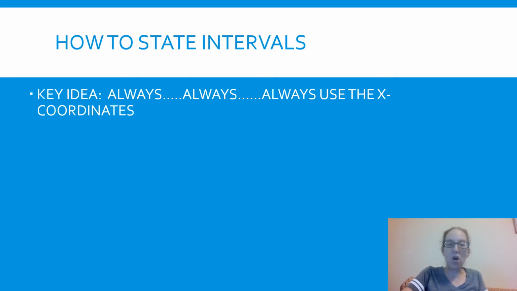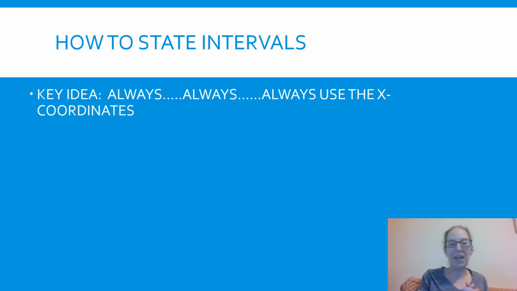Key idea: always, always, always use the x coordinates when you are stating intervals. You never state them from the y coordinates. I don't even want to confuse you by trying to say it. You always, always, always use the x coordinates. Now, there is a time when we talk about the y coordinates, and there are questions you might be asked about them, but not if you are stating an interval.